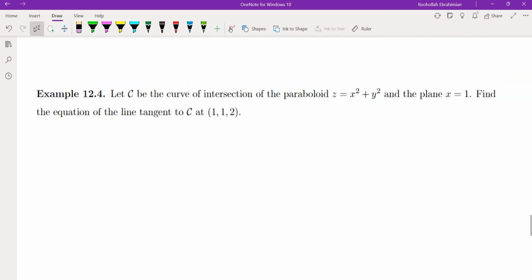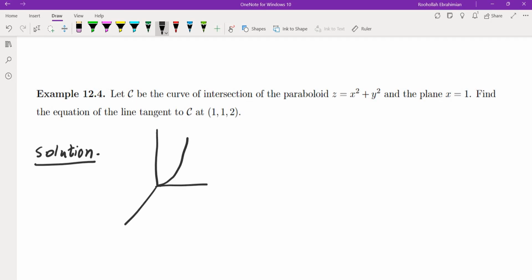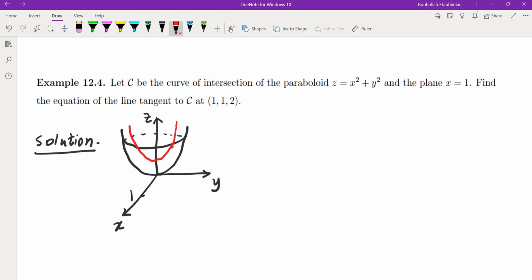So let's do one example. Let C be the curve of intersection of the paraboloid z equals x squared plus y squared. So we have this paraboloid, and then we take the intersection of this paraboloid with plane x equals 1. And if we look at that, we'll get a parabola here. And the question is find the equation of the line tangent to this curve at 1, 1, 2.